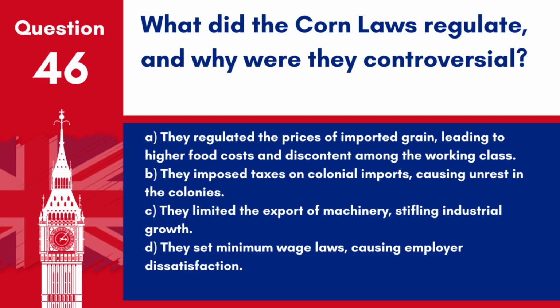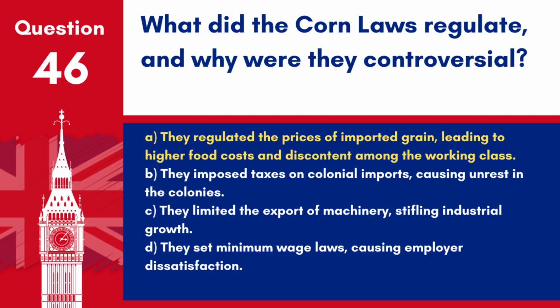Question 46. What did the Corn Laws regulate, and why were they controversial? A. They regulated the prices of imported grain, leading to higher food costs and discontent among the working class. B. They imposed taxes on colonial imports, causing unrest in the colonies. C. They limited the export of machinery, stifling industrial growth. D. They set minimum wage laws, causing employer dissatisfaction.